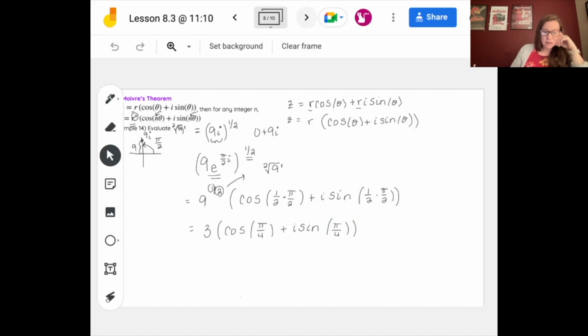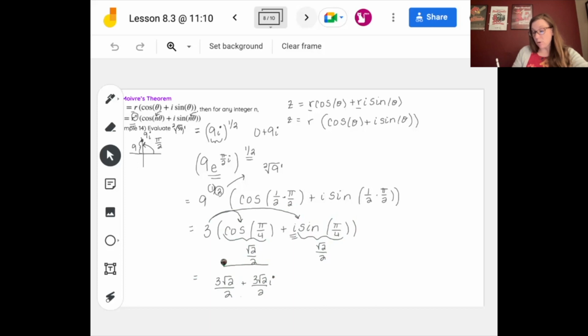Well, what is cosine of pi over 4? Using our unit circle, cosine of pi over 4 is square root 2 over 2. And sine of pi over 4 is also square root 2 over 2. So thinking about the multiplication of 3 so we can get rid of our parentheses, I'll have 3 square root 2 over 2 plus another 3 square root 2 over 2 i, because we can't forget about this guy here. So I just converted, or evaluated, the square root of 9i.